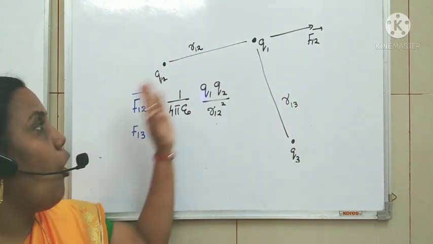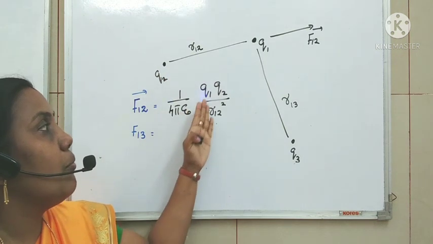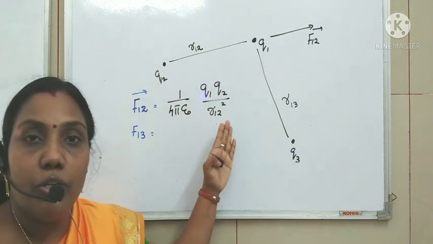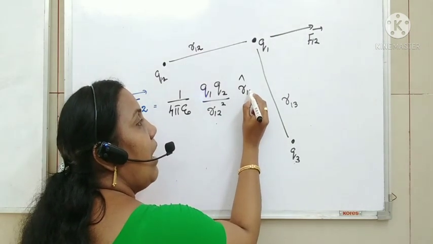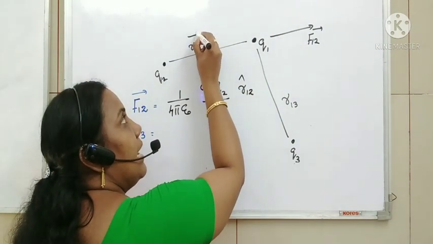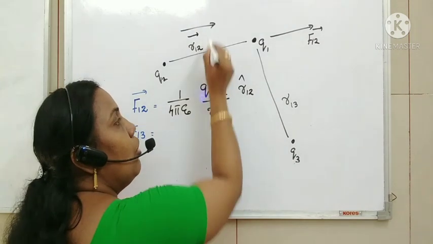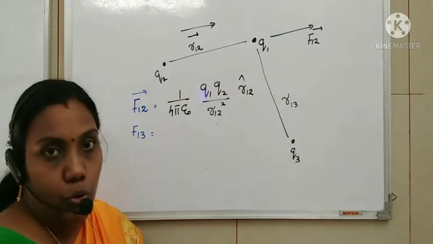So the force acting on Q1 by Q2 is 1 by 4 pi epsilon 0 Q1 Q2 by r12 square, and its direction is represented by the unit vector r12. So this is the direction of the unit vector r12.